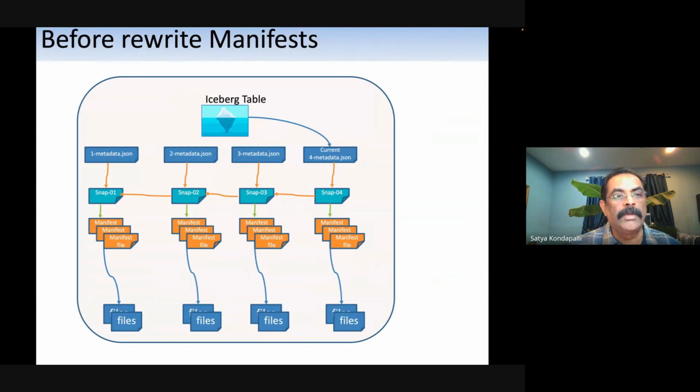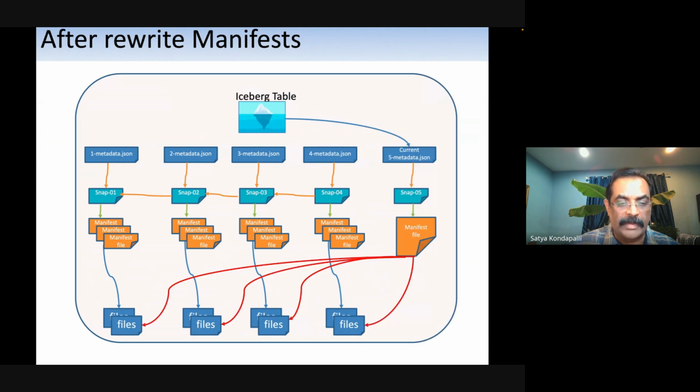So if you look here, before rewrite manifest, we have the standard metadata JSON, metadata two, snapshot one, snapshot two, snapshot three, current snapshot. Then these are manifest list files pointing to manifest files, and manifest files pointing to the location of the files, along with min max values and snapshot ID. If you look here, there are too many manifest files, based on your insert, update, delete, whichever.